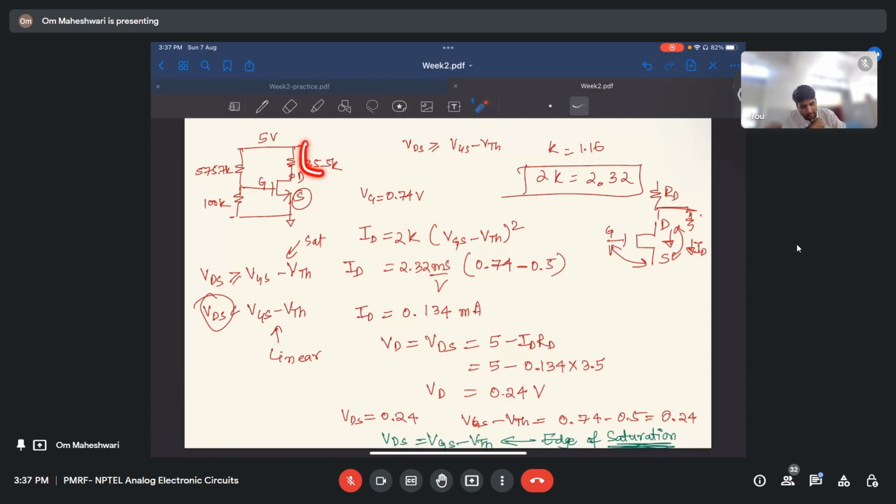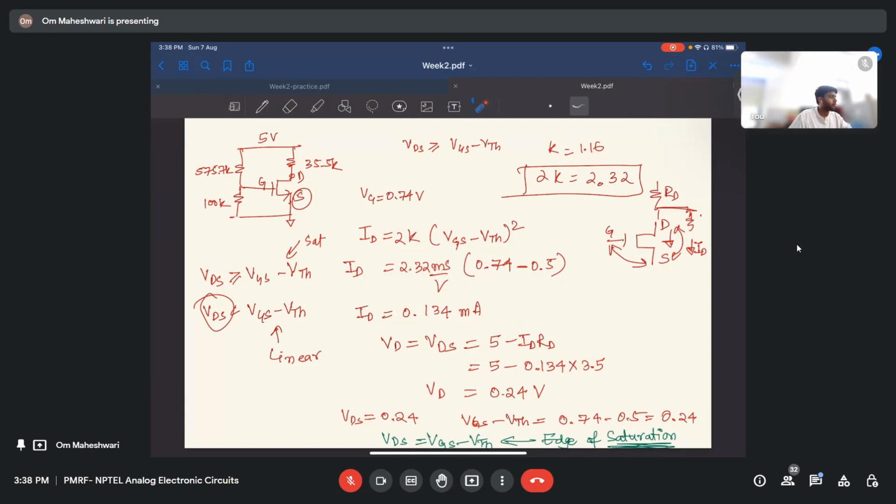This is a simple case of KVL, right? If I add another branch here, this equation will change. It will not remain the same. It will be 5 minus RD times whatever current it is. It will not be ID for sure, because if I split and add another branch, it will be something like I1 RD plus I2 RL.